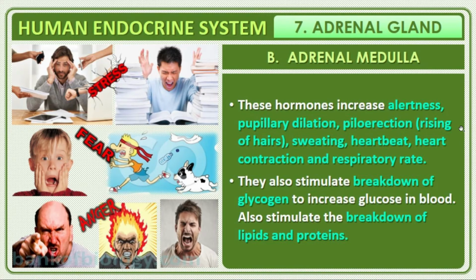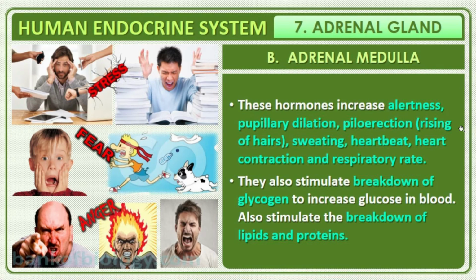Okay, what are the symptoms of the production of these hormones? Alertness. Then pupillary dilation, that means our eye pupil will dilate. Then piloerection, the rising of our hair. Then sweating, increasing secretion of the sweat gland, increasing our heartbeat, heart contraction, and respiratory rate.